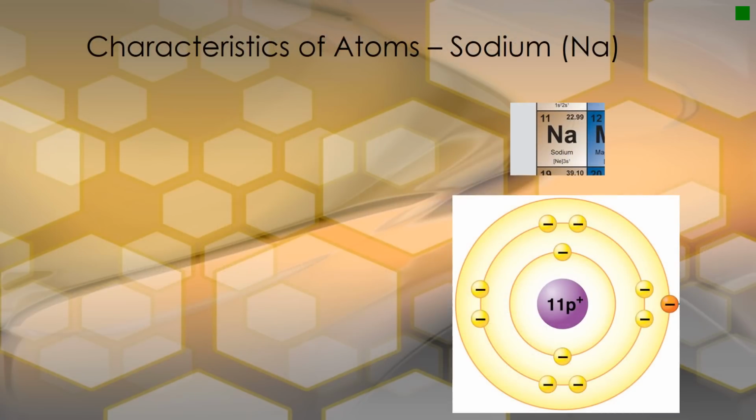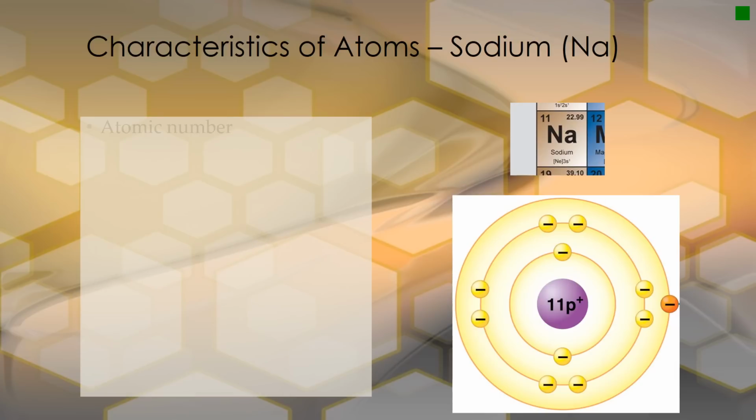Now we're going to take a look at characteristics of atoms, and specifically look at this atom of sodium. On the upper right, I have cropped out a small box from the periodic table showing some information that's very helpful to know about an atom of sodium. One of the items shown in that small box is the atomic number. I'd like to outline that atomic number. It's right here, and it happens to be the number 11.